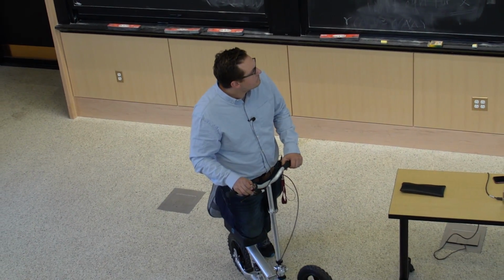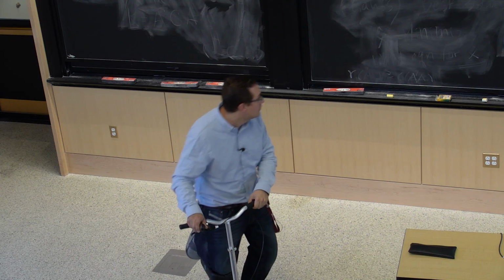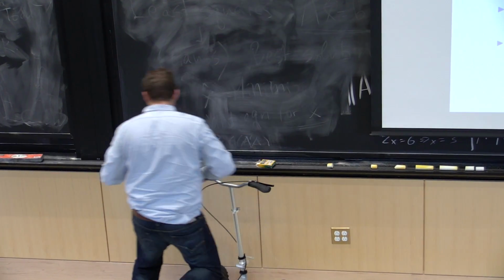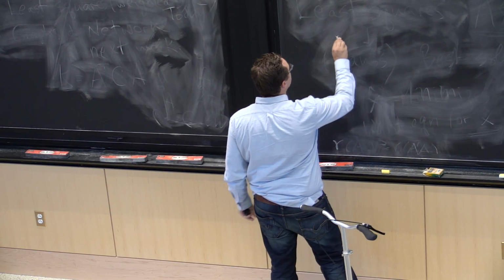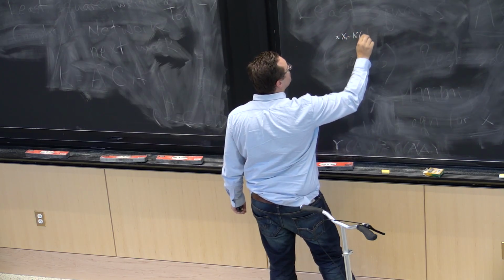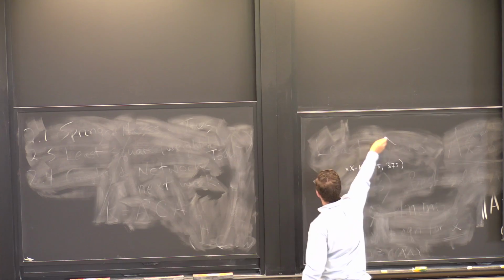And the only way I can reject my hypothesis now is if X belongs to a very specific family of distributions. If it has a distribution which is Gaussian with mean mu and variance 373 for mu less than 103.5. All right, so we started with X1. So that's the reality. X1 follows N(103.5, 373). OK, and this is everything else.